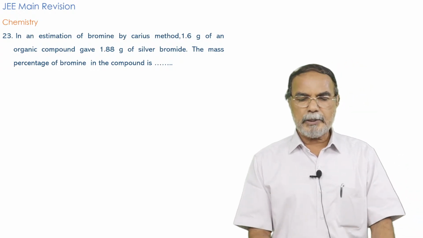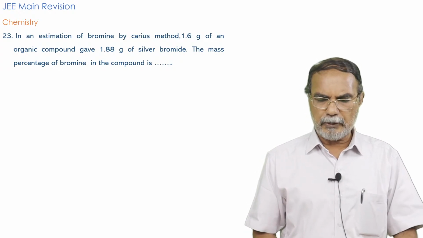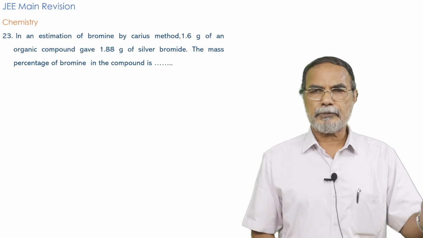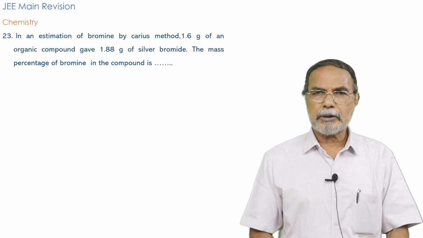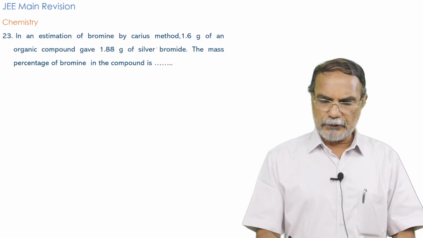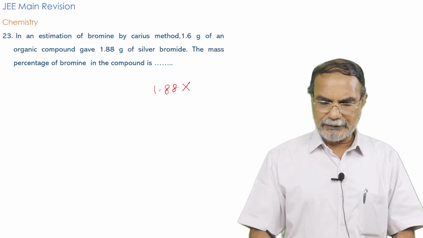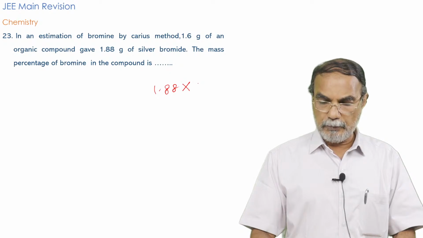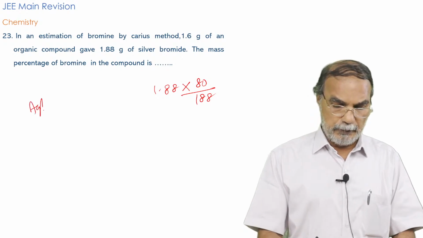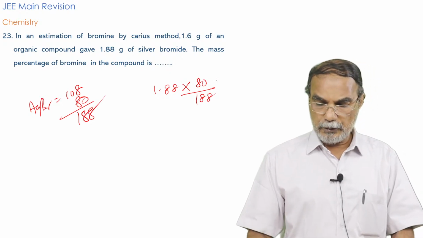In an estimation of bromine by Carius method, this is the simplest of the questions. 1.6 gram of an organic compound gives silver bromide. That's a question from the estimation part in the first chapter, estimation of the elements in organic compounds, the quantitative analysis of organic compounds. And here it is a question about bromine, which is converted into silver bromide. You are getting 1.88. So it has to be multiplied by a factor which is equal to the atomic mass of bromine, that is 80, divided by the molecular mass of silver bromide, AgBr. The molecular mass is 108 plus 80, that is 188. For silver bromide, bromine atomic mass is 80.